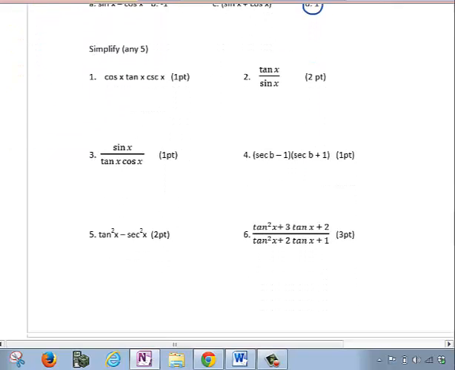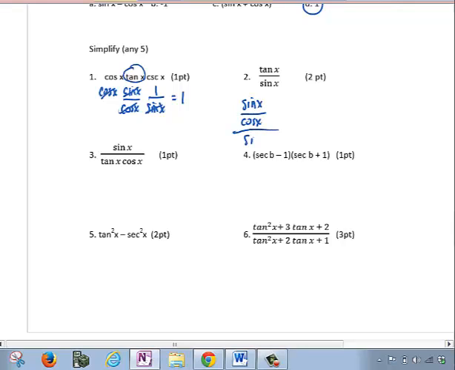Next one, simplify any 5. Well, for cosine of x, you could write sine of x over tan of x. I'm sorry, sine of x over cosine of x for tan of x. And then this 1 over sine of x. And hopefully you see that everything cancels and we're left with 1. Here we have a compound fraction, sine of x over cosine of x over sine of x. So hopefully you see that the numerators cancel and we're left with 1 over cosine of x.